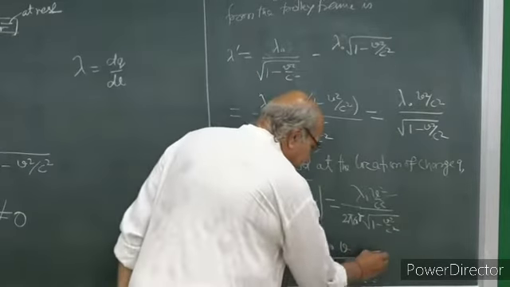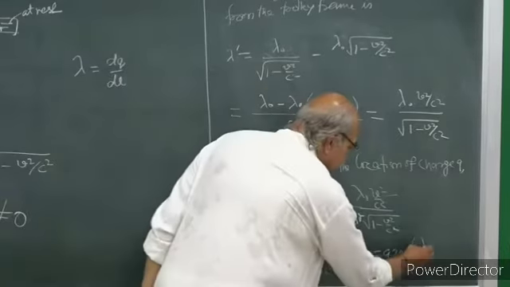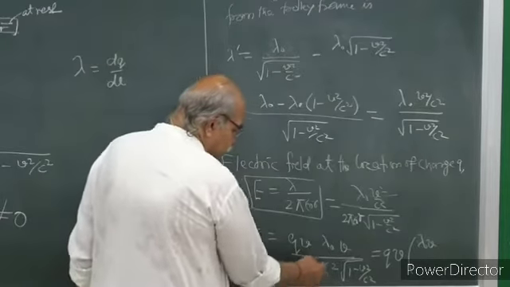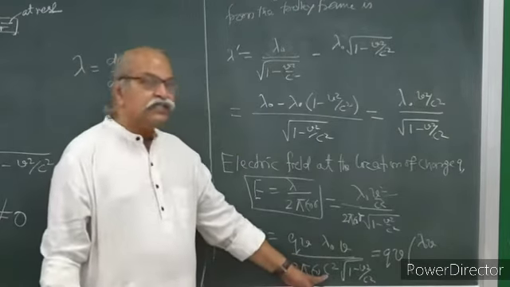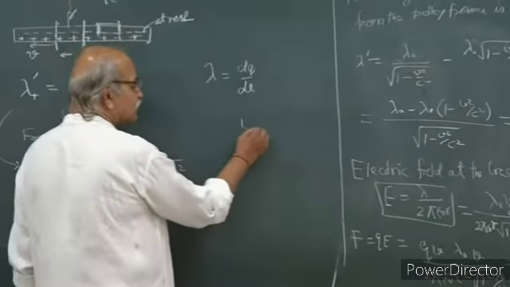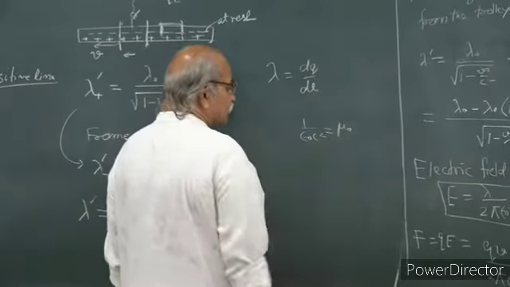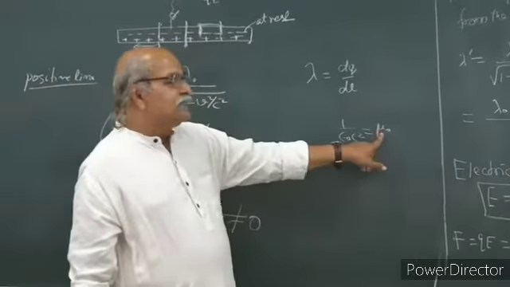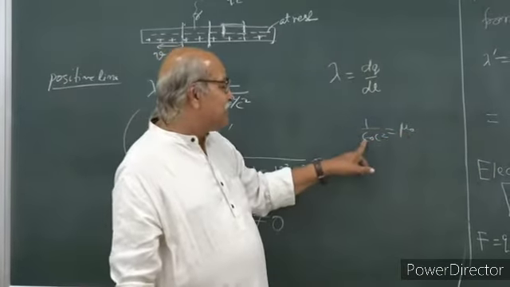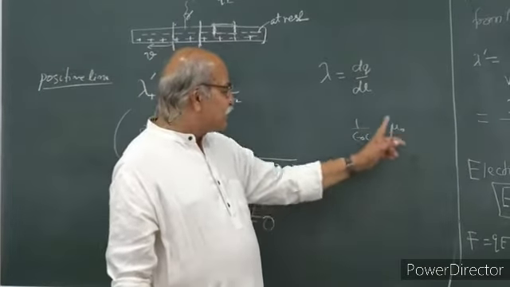So, let me write it this way: q times v times lambda naught v here, and then 1 by epsilon naught c square. Remember what it is, 1 by epsilon naught c square. This is mu naught, permeability of the free space, and this is permittivity of the free space. So, this is the exact relation between these two.